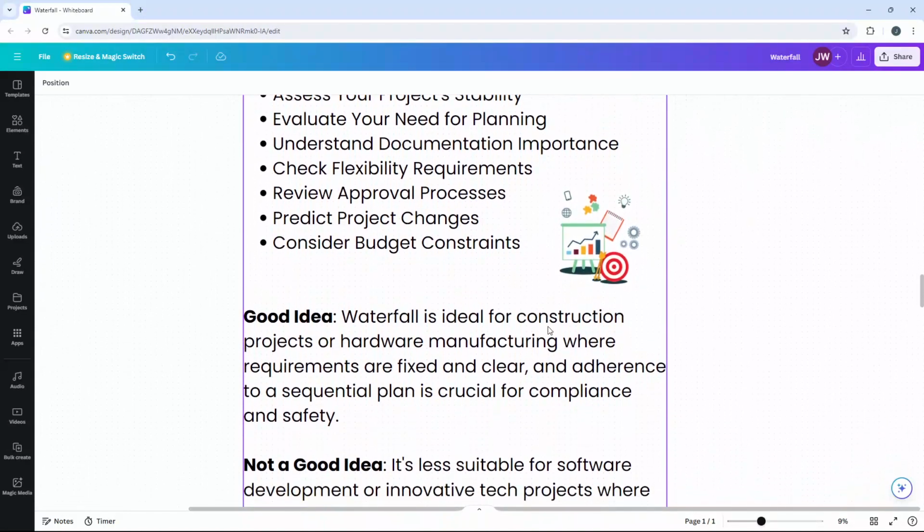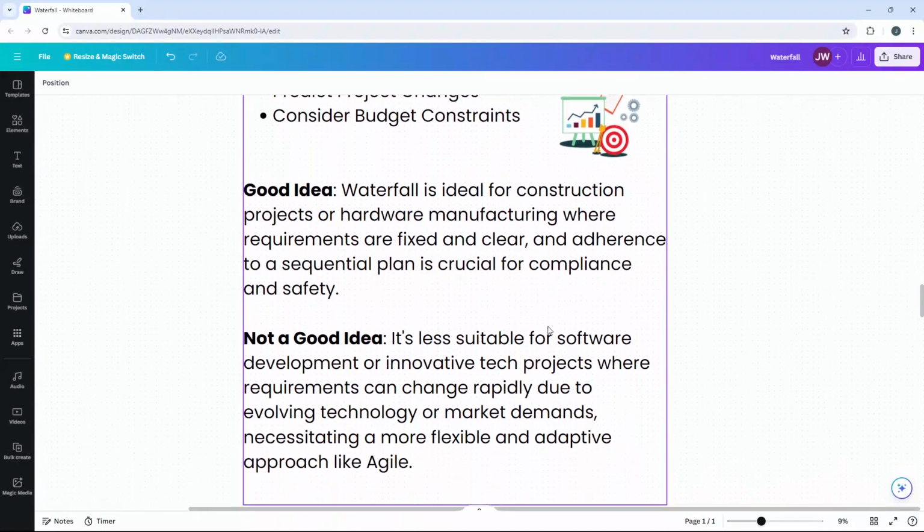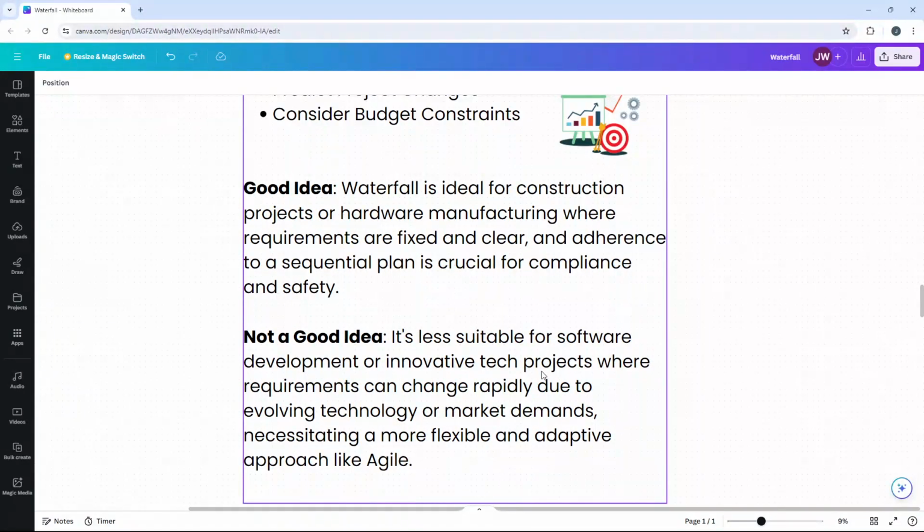So I've pulled together a couple of good examples of where using Waterfall would be a good idea. So it's ideal for construction projects or hardware manufacturing projects where requirements are fixed and clear, and adherence to a sequential plan is crucial for compliance and safety. That being said, and as I've kind of touched upon during this video already, Waterfall isn't generally a good idea for software development or innovative tech projects where requirements can change rapidly due to evolving technology, market demands, customer feedback, etc.